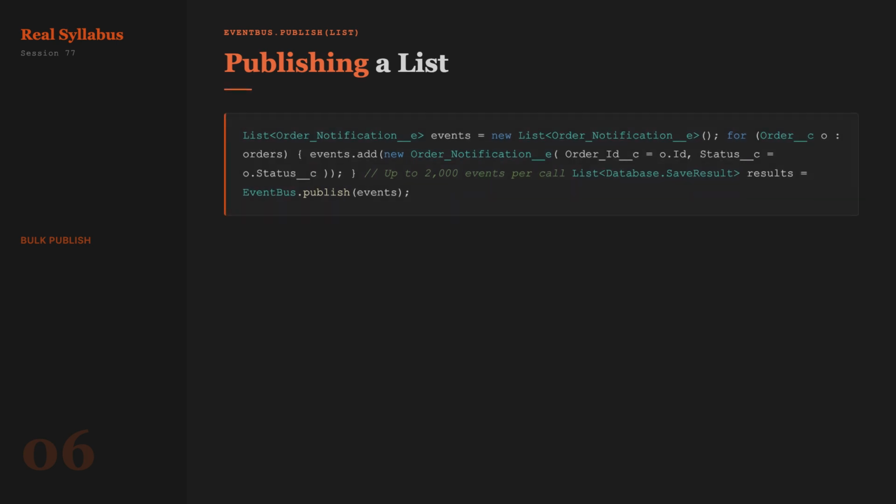The Apex trigger subscriber fires after insert, the only DML event for an immutable event object. Loop through trigger.new to process each event message. You can update records, call flows, make callouts, or do anything a normal trigger can do.